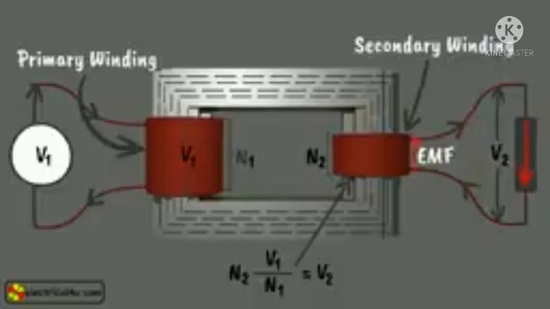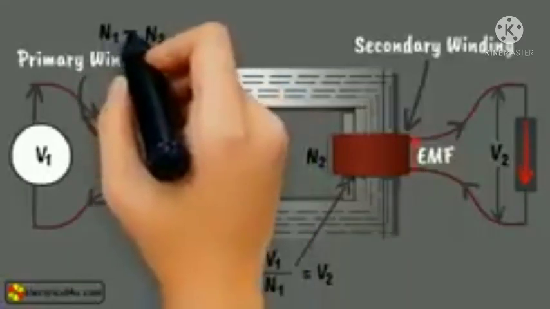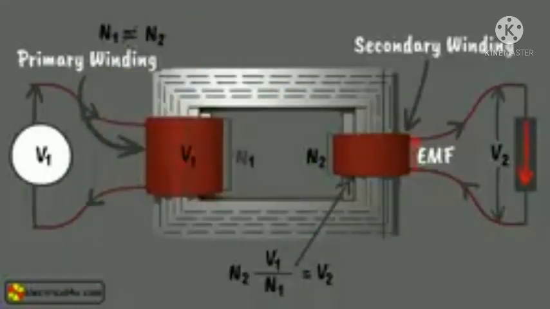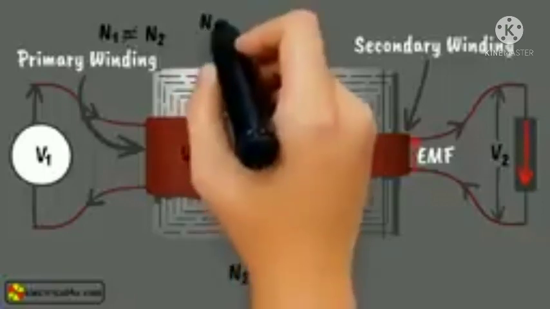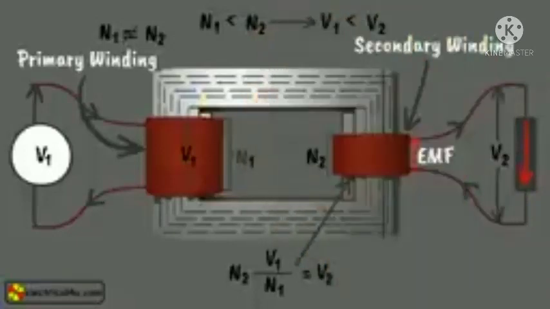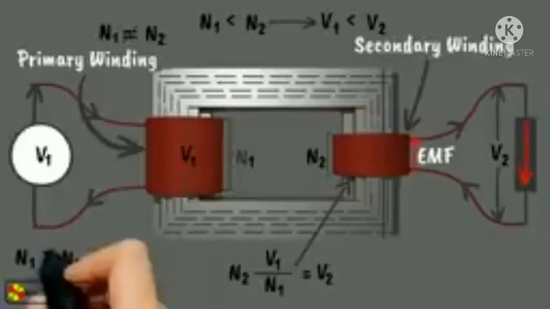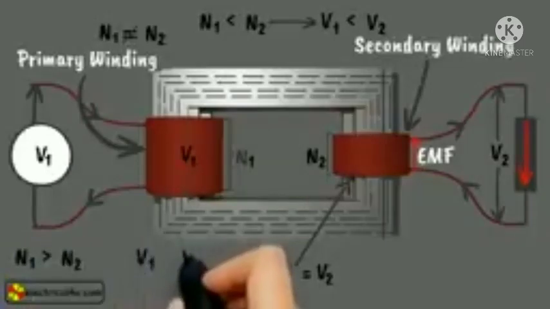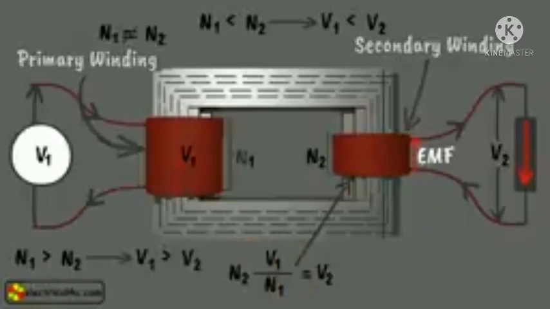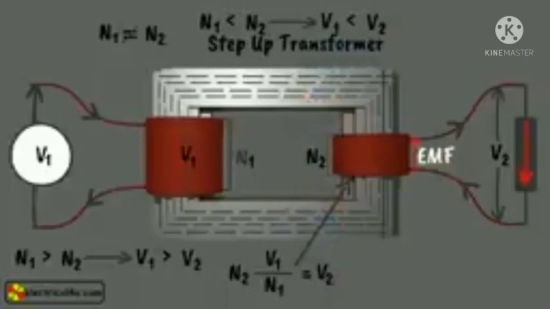If the number of turns of the secondary winding is not equal to that of the primary winding, that is, if N2 is not equal to N1, then the secondary voltage of the transformer is different from the primary voltage. Now if N2 is greater than N1, the secondary voltage will be more than the primary voltage. On the other hand, if N2 is less than N1, the secondary voltage is less than the primary voltage. The former is called a step-up transformer, and the latter is called a step-down transformer.